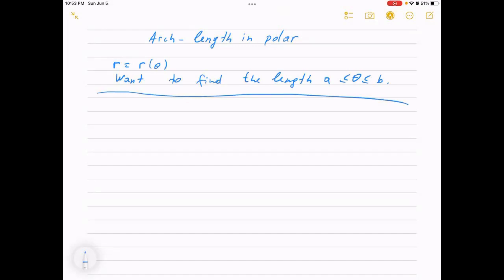We have a polar curve, and you recall that x in polar is r times cosine theta, and y is r times sine theta. So what is going on is we're going to treat the polar curve as a parametric curve. In this case, theta is our parameter, so r depends on theta, and through r, x and y will depend on the parameter theta. Recall the length of a parametric curve.